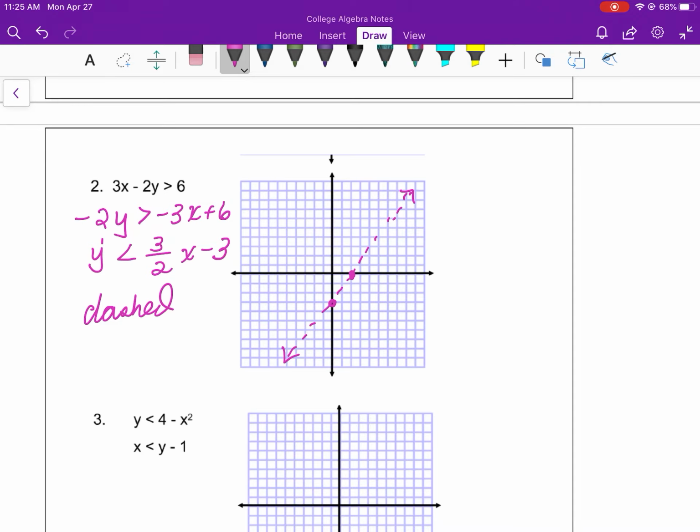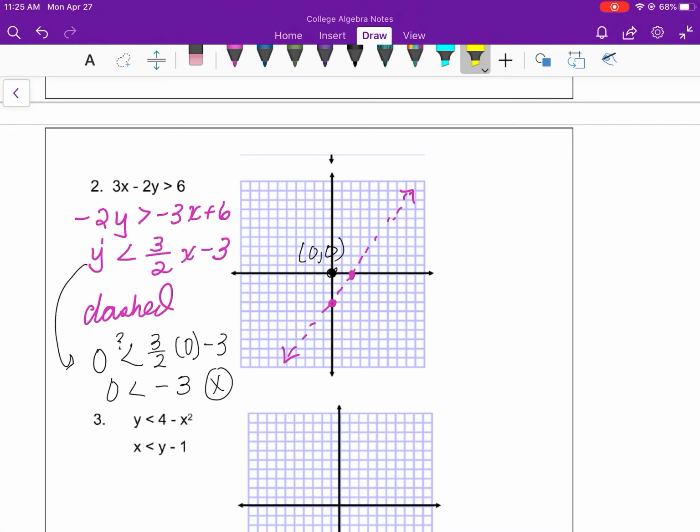Now we have to figure out where we shade. So again, you're going to pick a point that's not on the line. And you can certainly use 0, 0 if you'd like, as long as that point's not on the line. So if I use 0, 0, I'm going to put 0 in for y. Is that less than 3/2 times 0 minus 3? Is 0 less than -3? And the answer is no. So I will shade on the other side of the line.